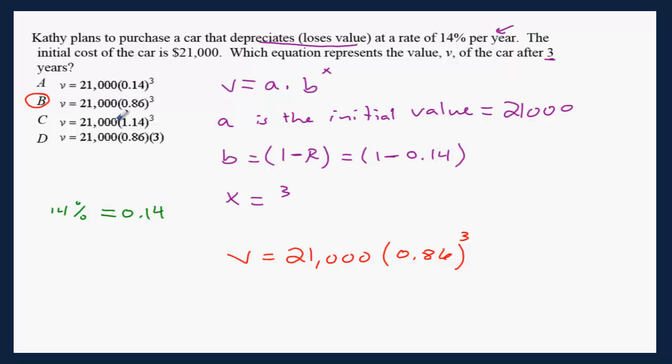It's 21,000 times 0.86 to the power of 3. It's not the one with 1.14, because we're not adding, we are subtracting since it's depreciation. It's not C or D, because we are not multiplying by 3; the exponential function is to the power of 3. And it's not 0.14. You must include the one, either 1 plus the rate or 1 minus the rate. It is not A. It is choice B.